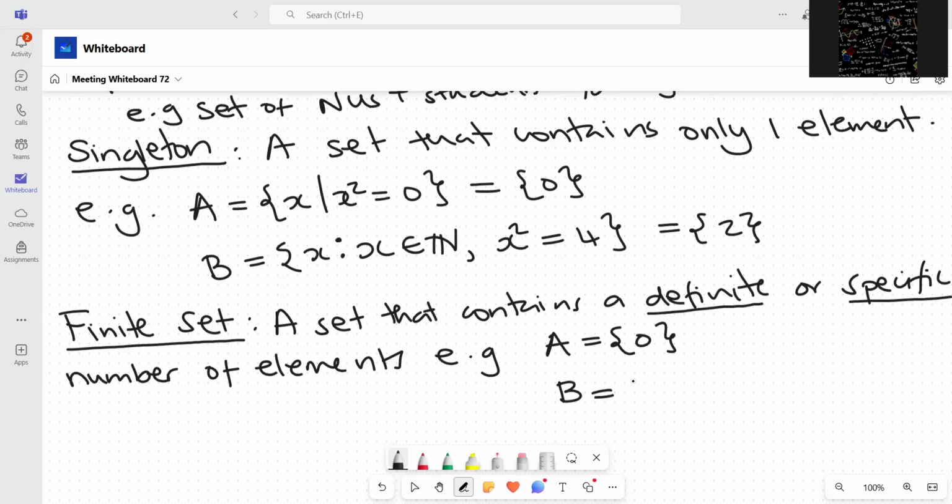Okay, then empty set. The empty set does have a specific number of elements. It has 0, okay? Because I can say how many elements exactly it has. The empty set is finite.